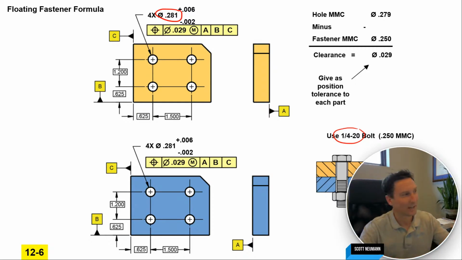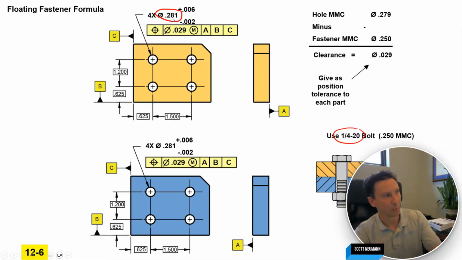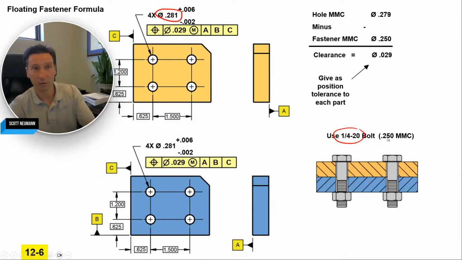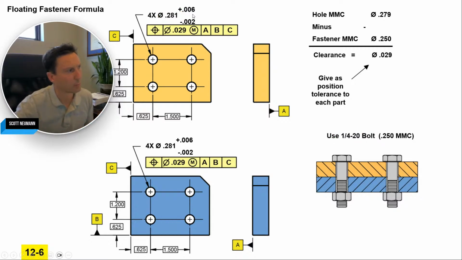So we use inches, and the drill sizes go up by 64ths of an inch. 1/64th would be a normal clearance hole, and 2/64ths, or 1/32nd of an inch, would be an oversized clearance hole. And that's what we're seeing here. 281 is 1/32nd bigger than 250. It's 9/32.